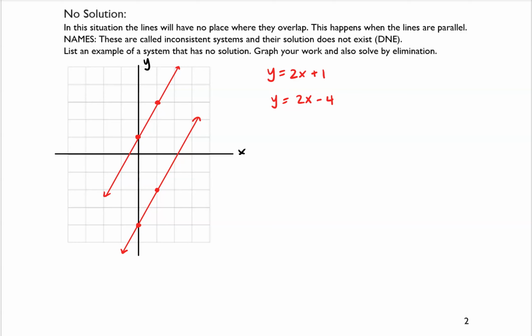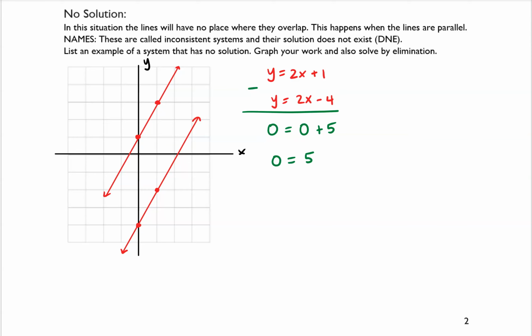Let's go ahead and move into using the elimination method to solve for our solution. Let's see what happens. So notice that both of these have 2x, and so if I subtract our two equations at this point, we'd be able to eliminate one of the variables. But notice that the y's are going to be eliminated too. So what ends up happening is y minus y is equal to 0. 2x minus 2x is equal to 0, and then 1 minus -4 is positive 5. And if we end up simplifying this, we get 0 equals 5.